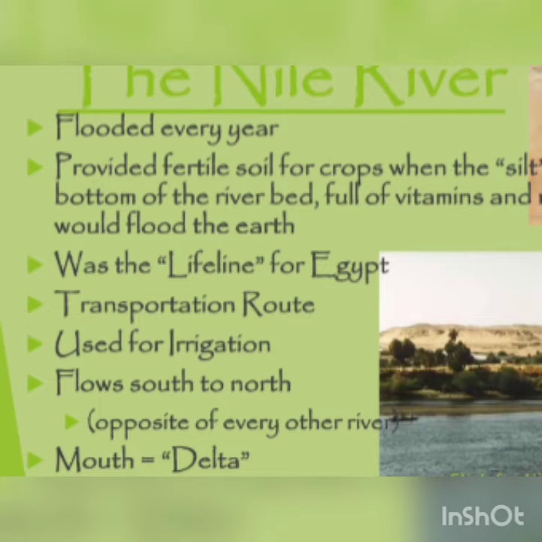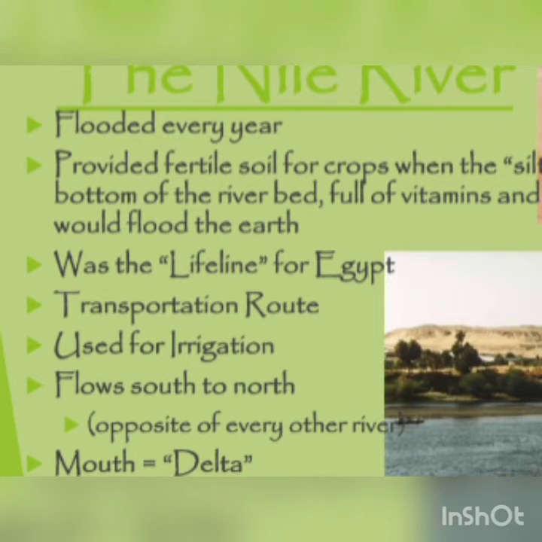The Nile was also used for transportation. The water was carried to nearby places, so it was very easy for them to carry the water for irrigation. And the river Nile flows from south to north. The mouth of the river Nile is called the delta, which is very fertile land.